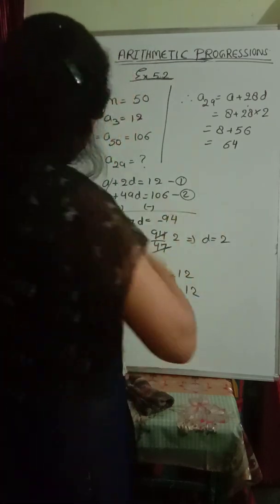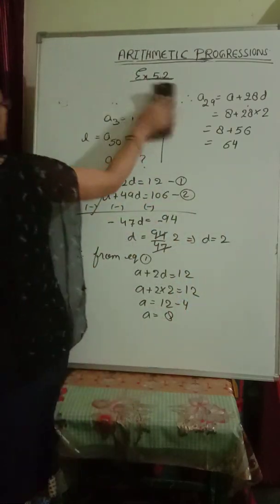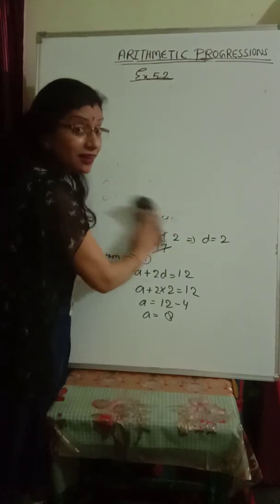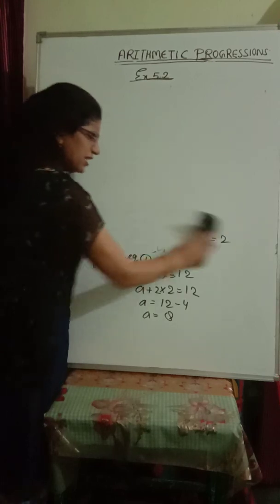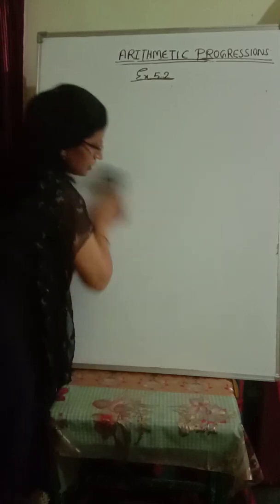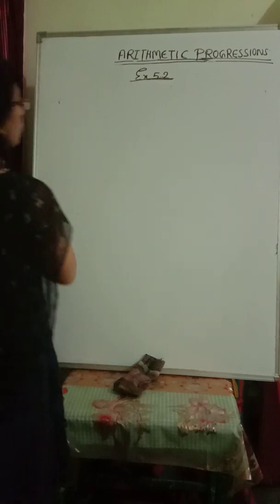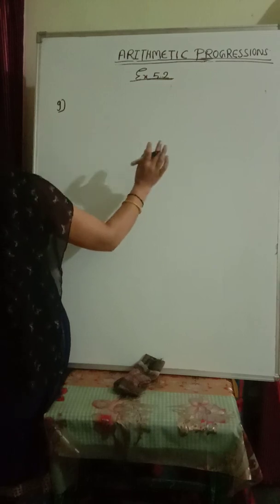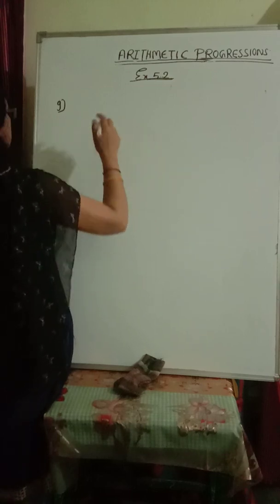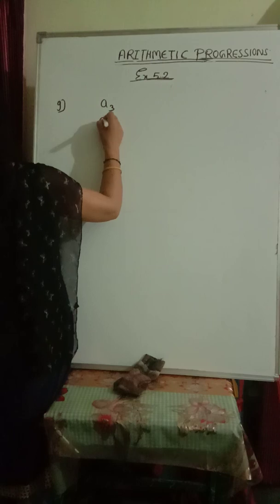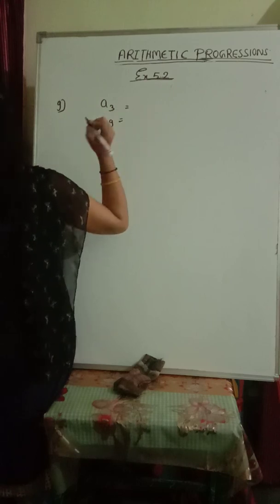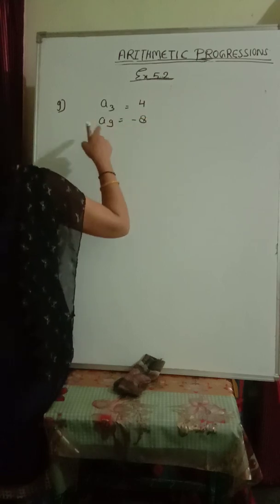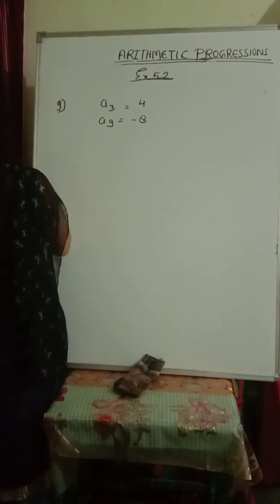Quickly, let us move to the 9th question. The exercise is very big, but it's easy. It's very interesting if you do it yourself. So now question number 9. If the third term and the 9th term of an AP are 4 and minus 8 respectively, which term of the AP is 0?